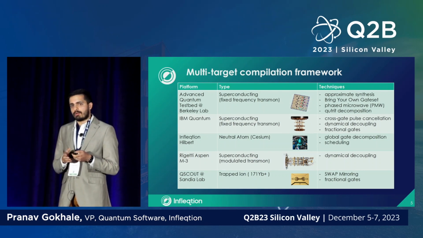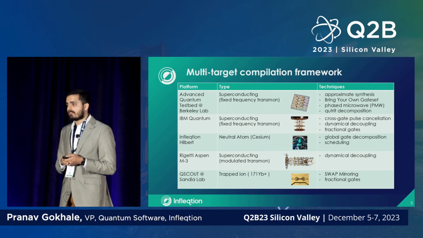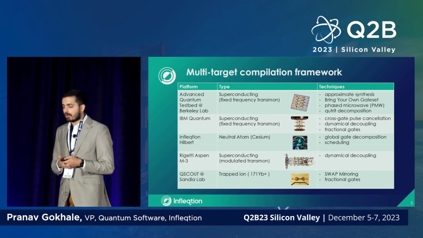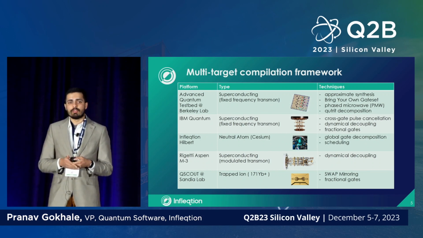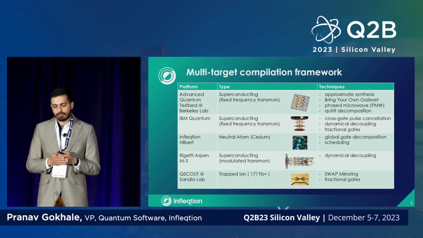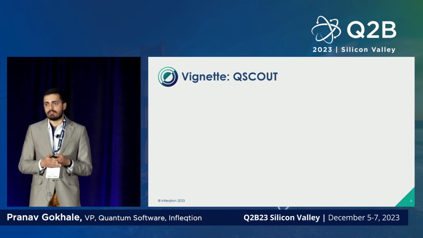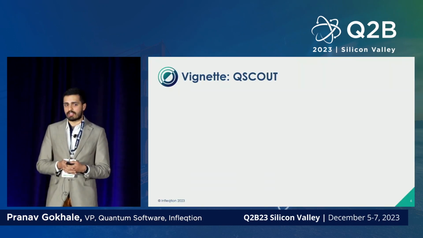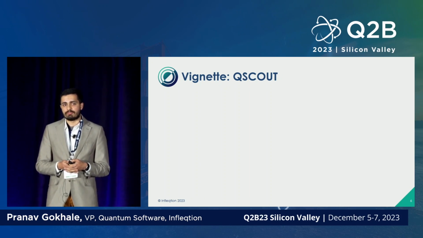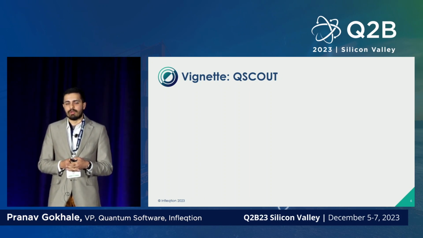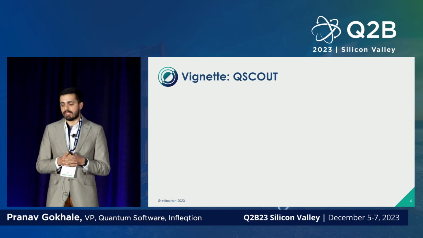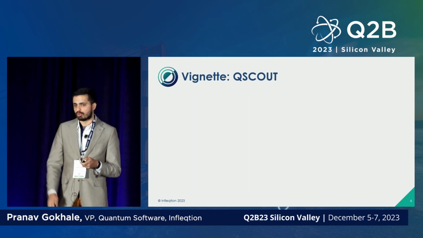What I want to do now is share 2 vignettes of how our existing customers are using Superstaq to achieve greater performance. So the first is QScout. This is our user at Sandia National Lab. It's a really impressive trapped ion quantum computer with very amazing levels of low-level control.